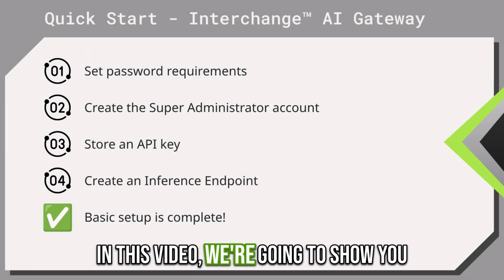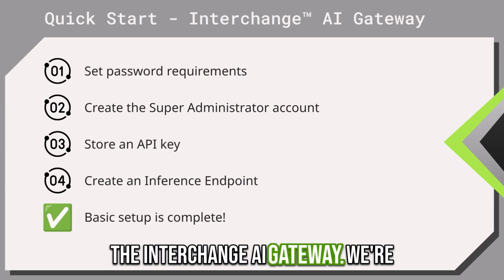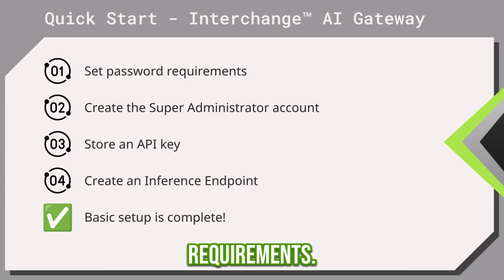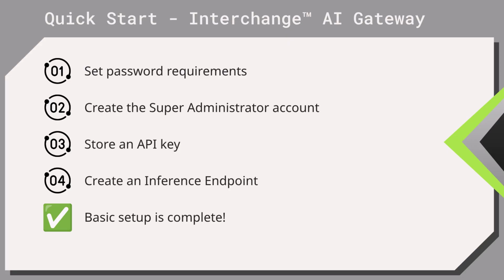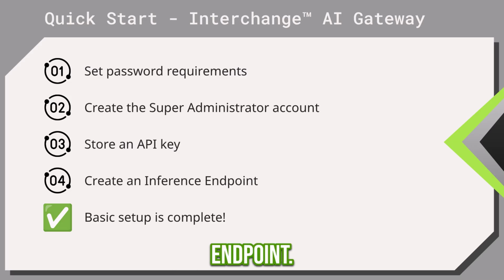In this video, we're going to show you how easy it is to get started with the Interchange AI Gateway. We're going to cover the following steps. First, we'll set the password requirements. Second, we'll create the super administrator account. Then we'll add an API key. Finally, we'll set up an inference endpoint.